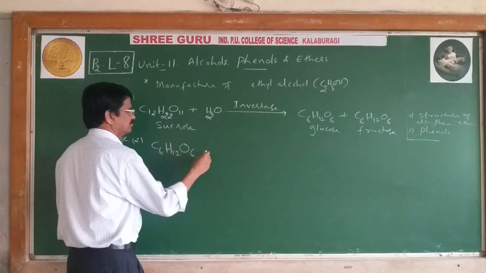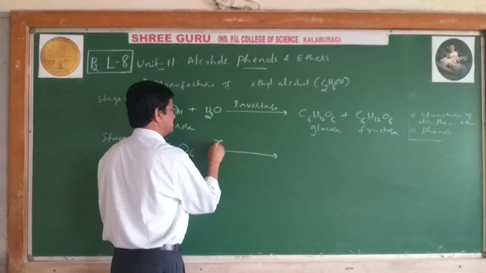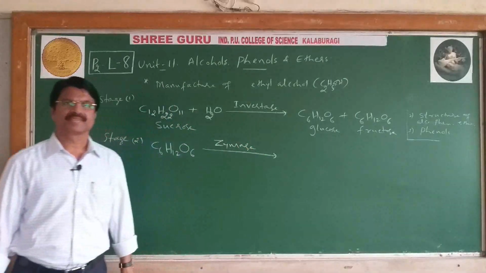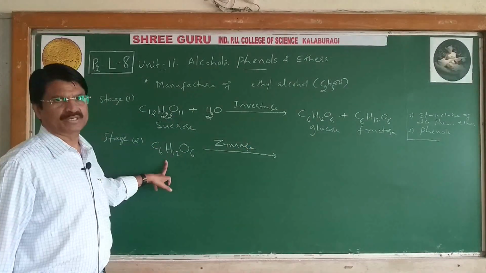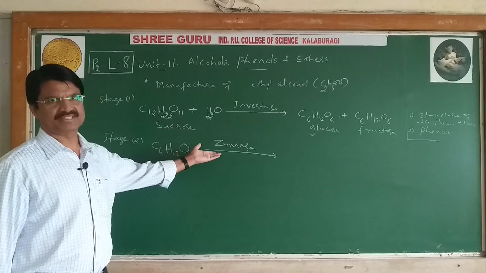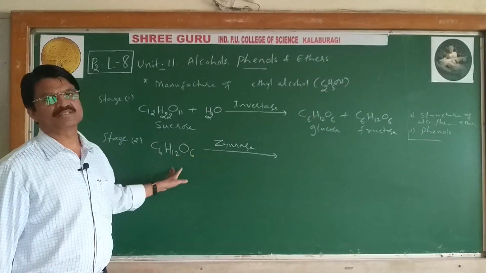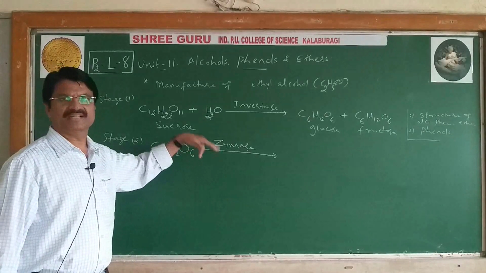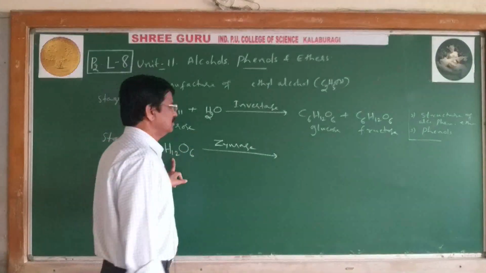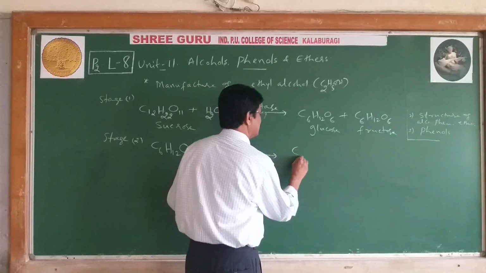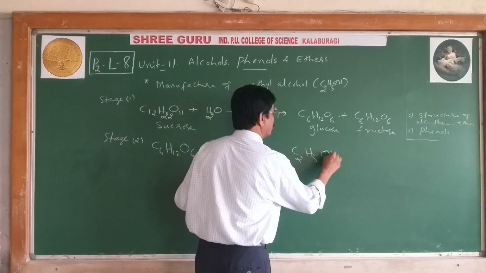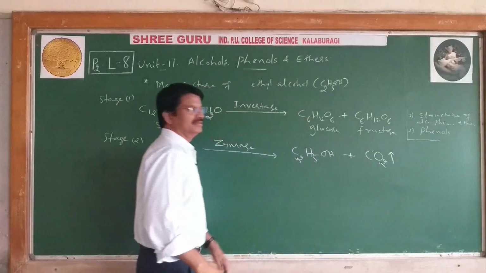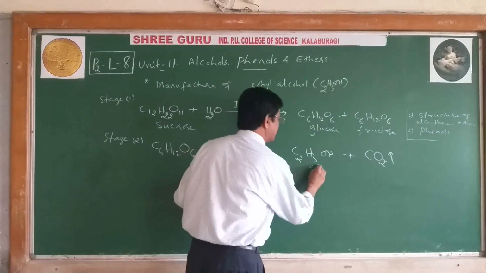Then in stage 2, see what happened. C6H12O6 with the enzyme zymase. Glucose and fructose undergo decomposition catalyzed by the enzyme zymase. It is also present in yeast, and it can convert C6H12O6 into C2H5OH and CO2. Now it is said to be ethanol or ethyl alcohol.